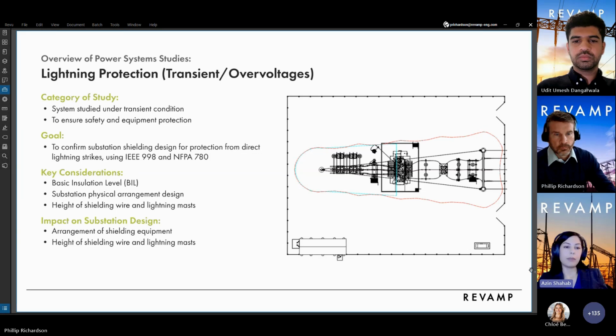The key factors that we would typically consider in this study include the BIL levels or basic insulation levels of substation equipment, as well as the physical arrangement of substation equipment, including their elevations and the height of lightning masts and shielding wire. Once we perform this study, the impact on the substation design can include modifying the arrangement of lightning masts or shielding wires or adjusting their heights.